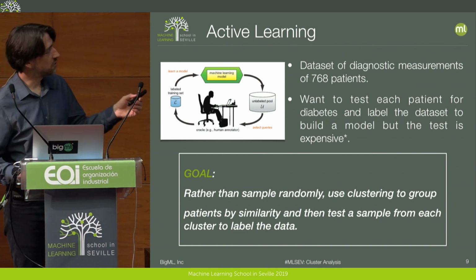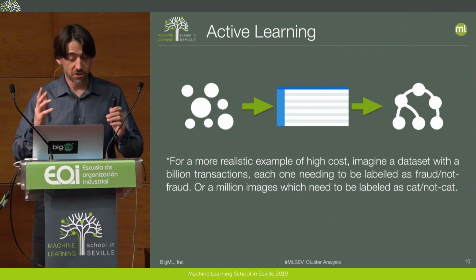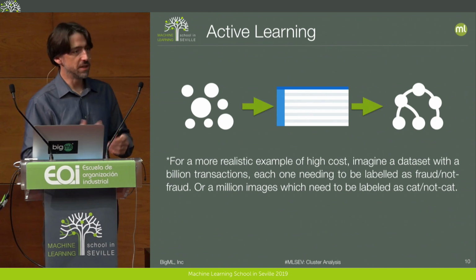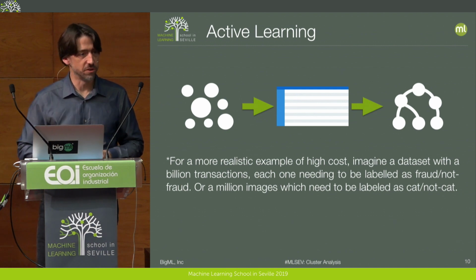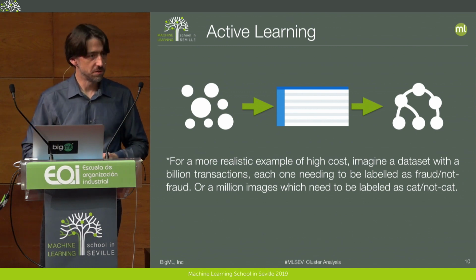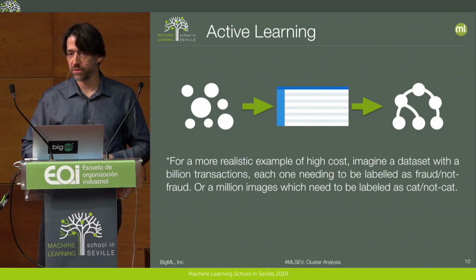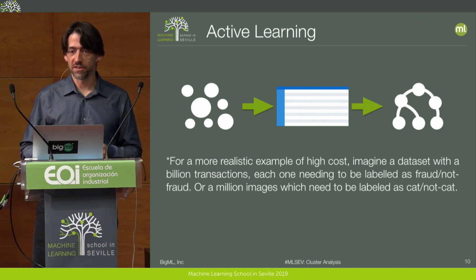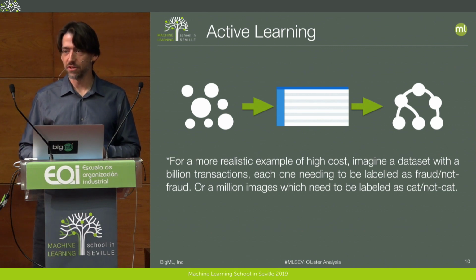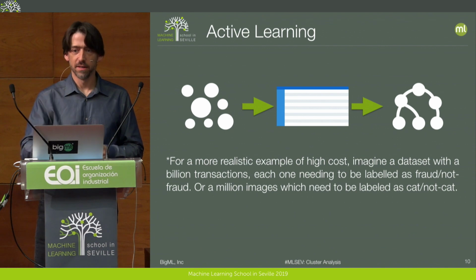This is a simple example. For a more realistic high-cost situation, imagine a data set with 1 billion transactions, and you need to label each one as fraudulent or not. Or 1 million images that somebody has to look at, each one, to decide if it's a picture of a cat or not. It's the classic internet meme. This is a very expensive process. Looking at 1 billion transactions and going, that one's okay, that one's not, is going to take forever.